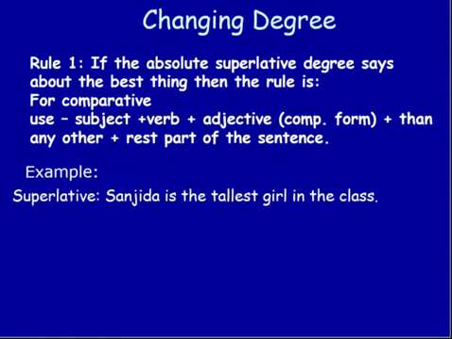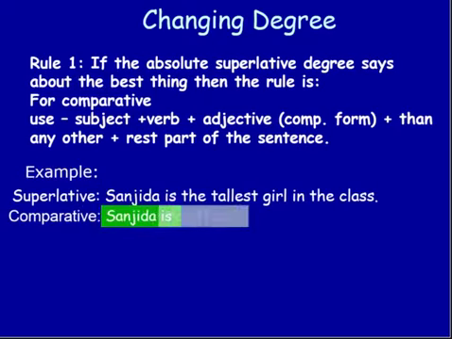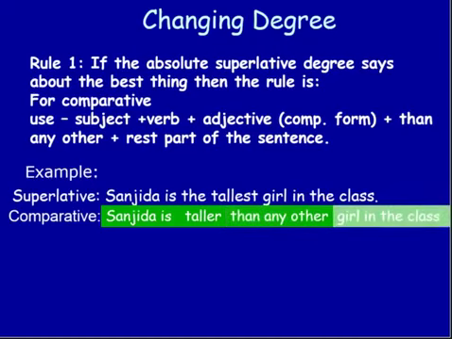So if I want to transform from superlative to comparative, first you'll have to write subject plus verb. Then you'll have to write the comparative form of the adjective. After that we'll have to use "than any other". Remember this. Then "than any other" plus the rest part of the sentence without any change.